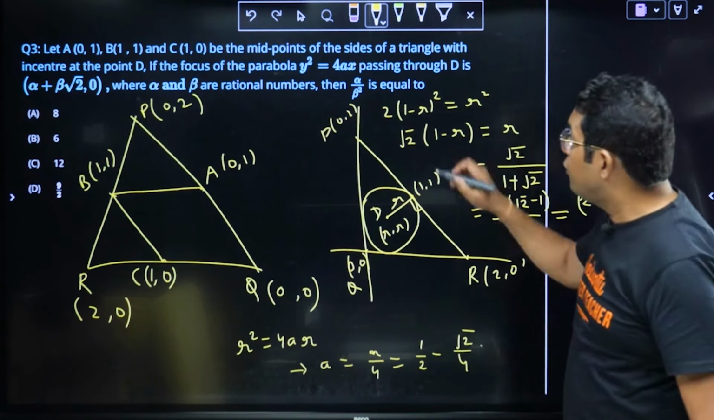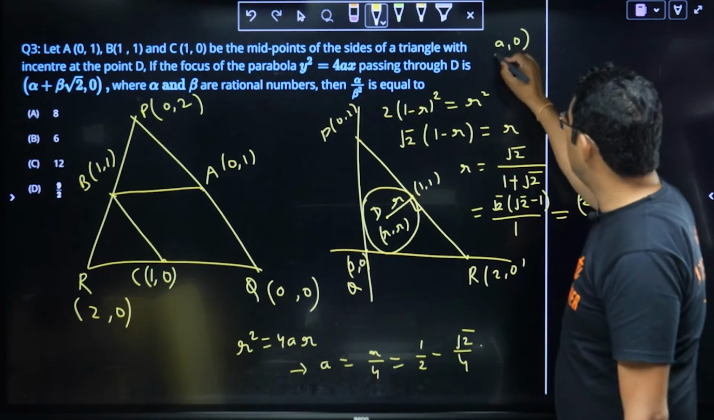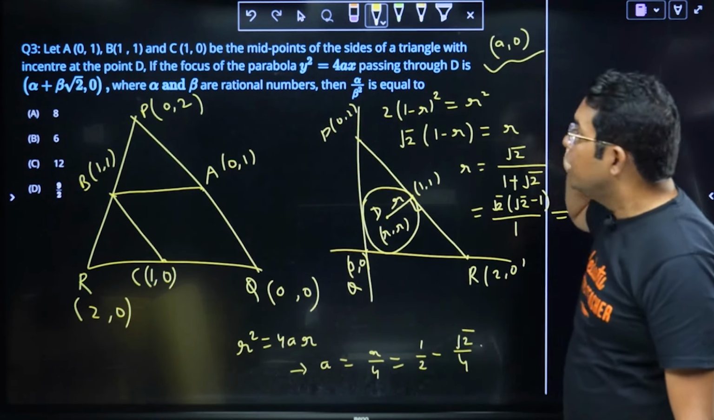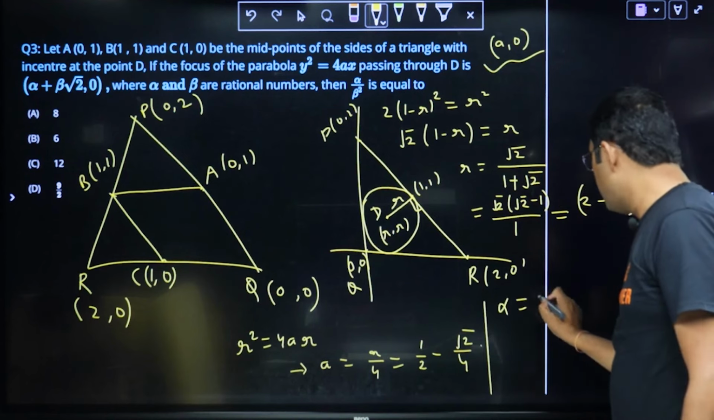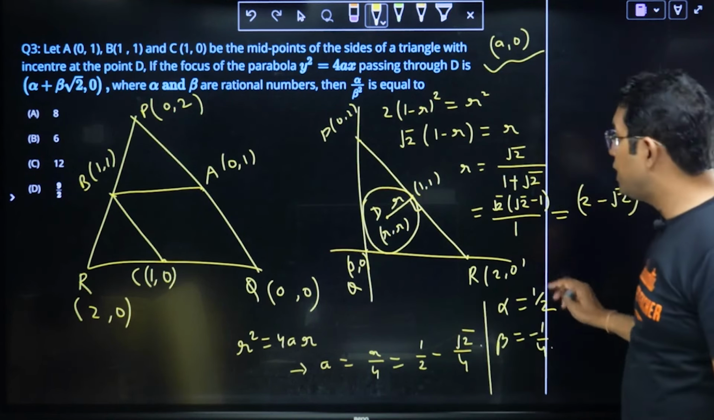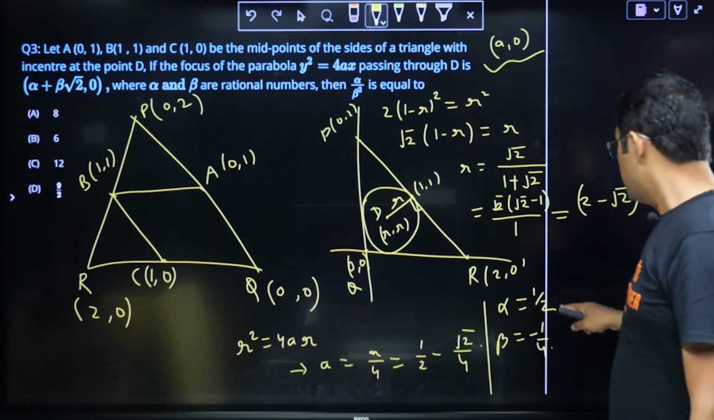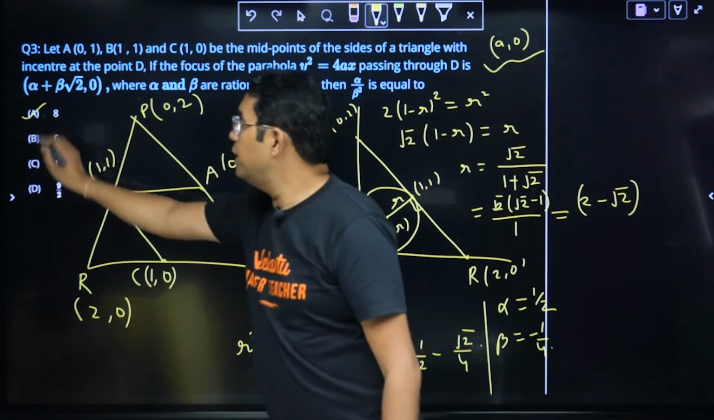Okay. Now you know, for such parabola, focus lies on a comma 0. Now they are saying focus is alpha plus beta root 2 comma 0. Focus of parabola is this. So comparing this thing, we can say that alpha will be equal to 1 upon 2 and beta will be equal to minus 1 upon 2. Now we can put these values of alpha beta here. So alpha upon beta square will be equal to 8. Okay. So answer for this question will be A.